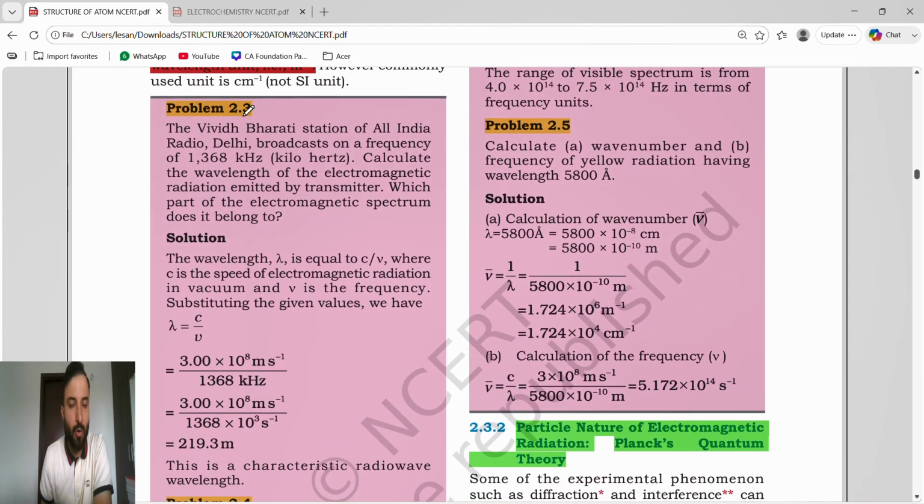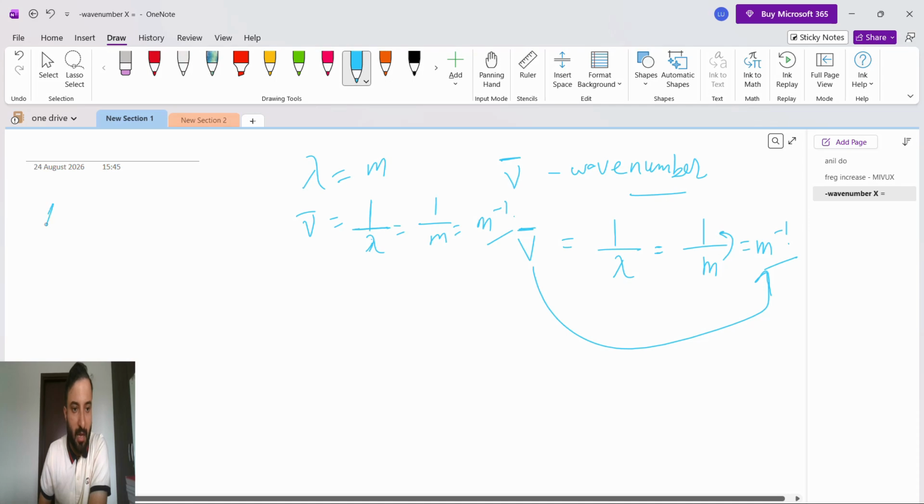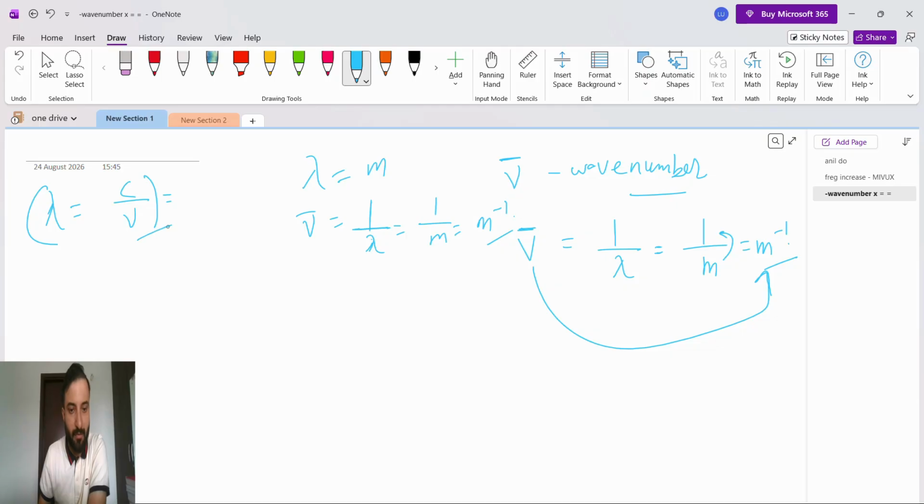Now see problem 2.3. They said the Vividh Bharati station of All India Radio Delhi broadcasts on the frequency given. Calculate the wavelength of electromagnetic radiation emitted by the transmitter. What do we have to find? Wavelength. Lambda is equal to c by frequency. We will use this formula because we have to find the wavelength and frequency is given. So c we know, it remains the same, 3 into 10 to the power 8.